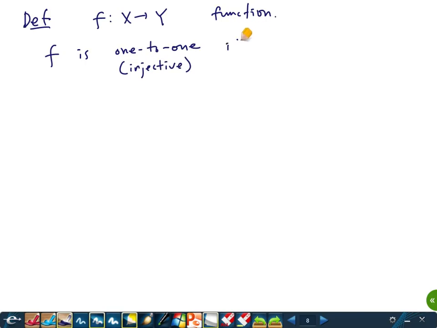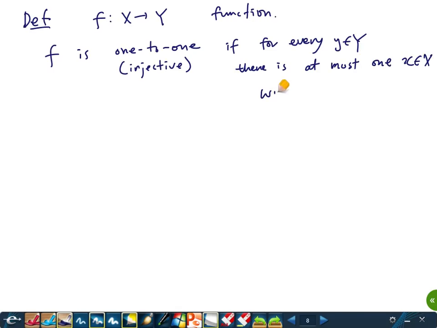If for every y in the codomain there is at most one x with this condition, f of x equals y. There could be nothing, or if there is, it must be one, only one. You cannot have two or more x satisfying this.